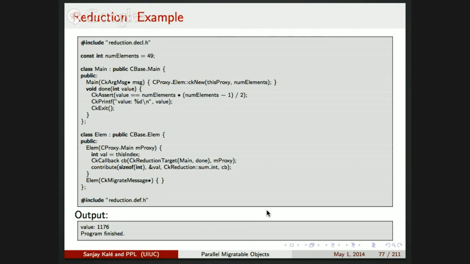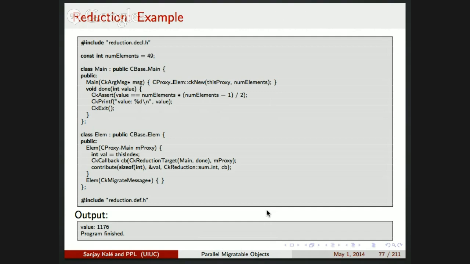So here we have the C file, with some number of elements in our array, defined as a constant right now. The constructor simply creates an array of these objects by passing them a proxy to itself, so they know where to send the results, and the number of elements in the computation. Upon creation, each element will use its index as a value, and we're doing a sum reduction of the indexes in the array.